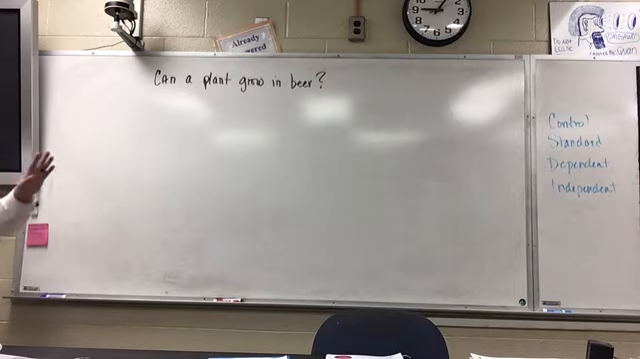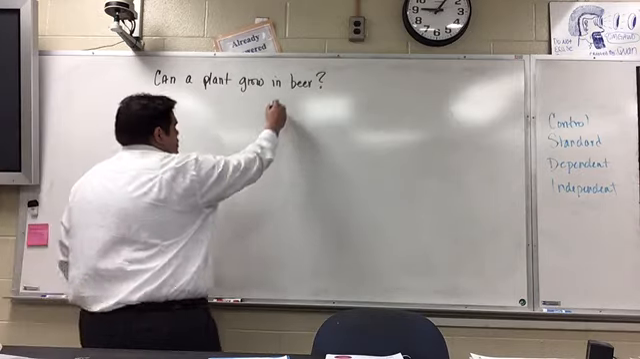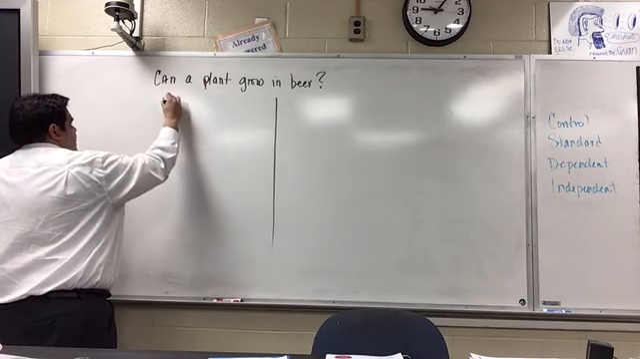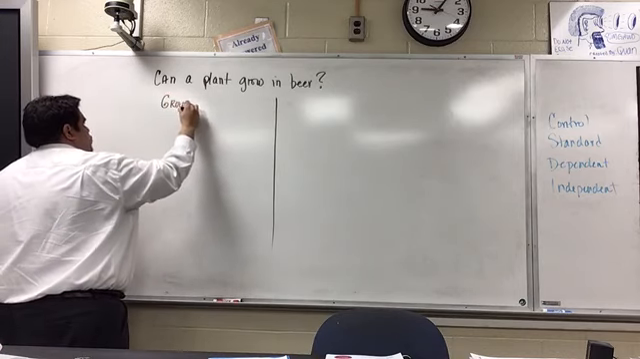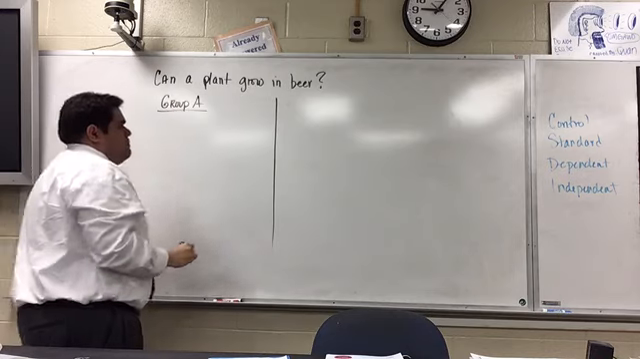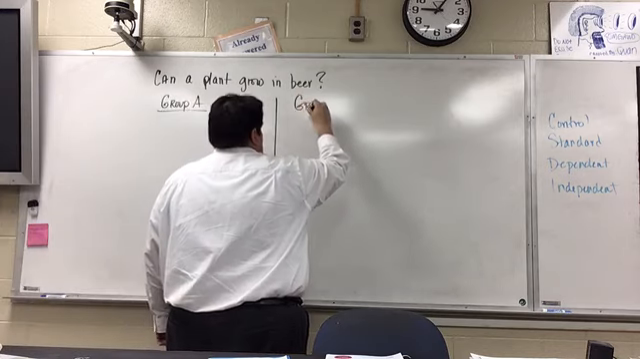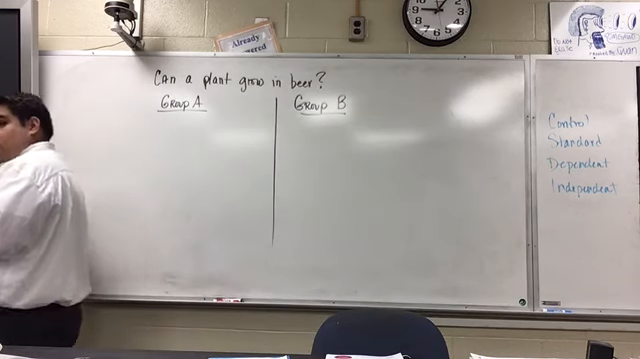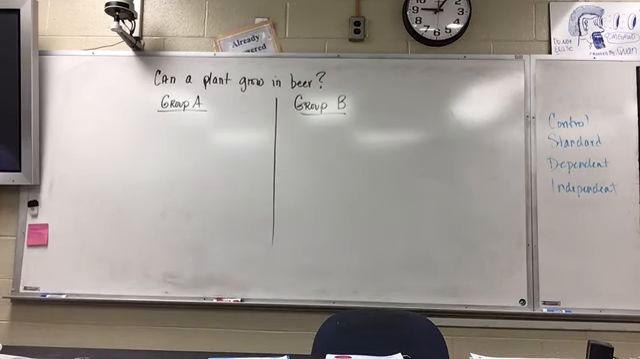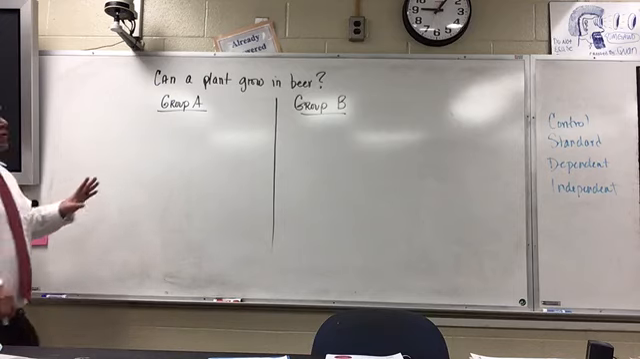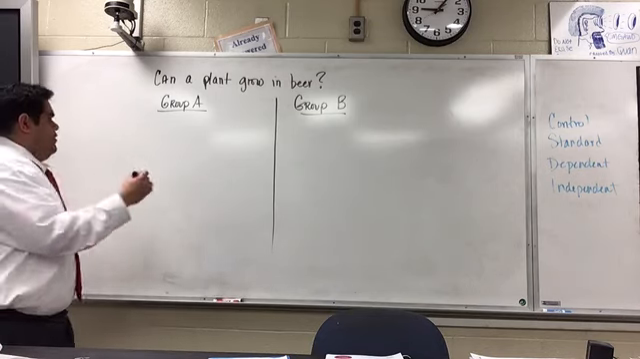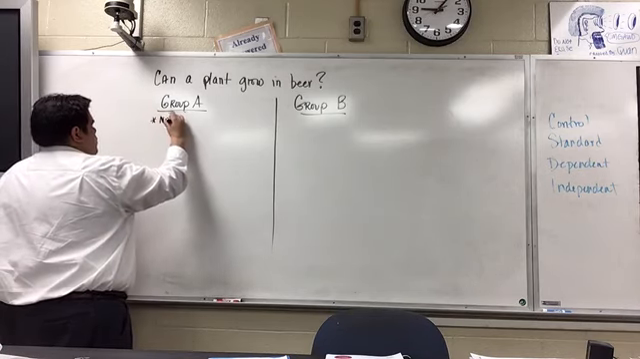All right? So if I'm going to do this, I've got to do this in two ways. I got to have two groups. Group A and Group B. Okay? Now, Group A is going to be how we normally do things. Okay? So I'm going to put it here, the normal way.